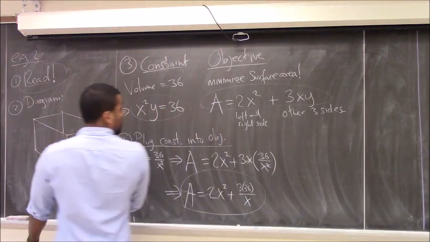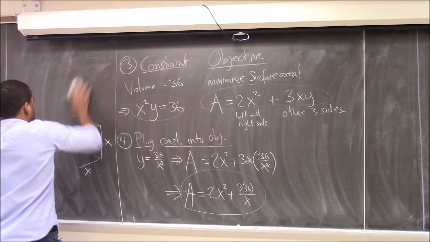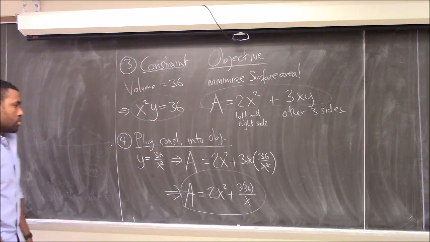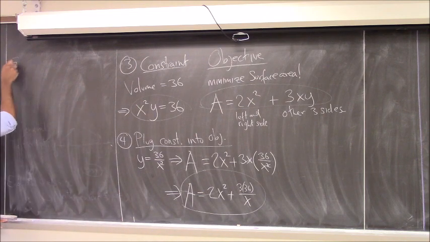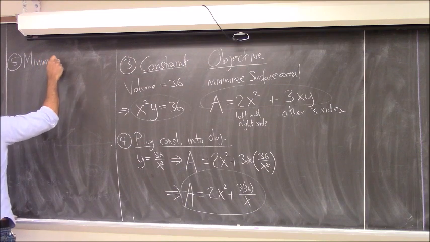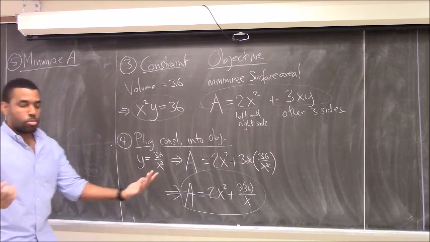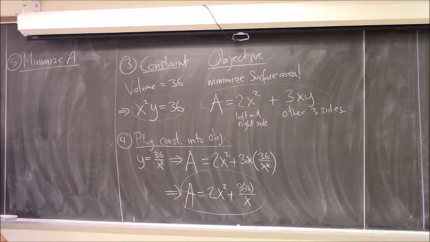So now, don't really have space over there. Let's go over here. Now let's move on to step 5. We want to minimize area, which means we're going to need to find the critical points for the area function and find the derivative, find the maximum, the minimum point in this case.